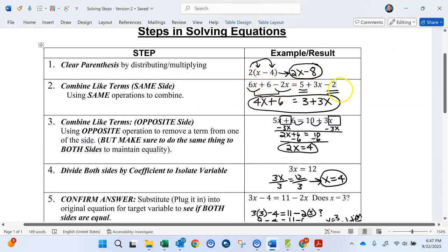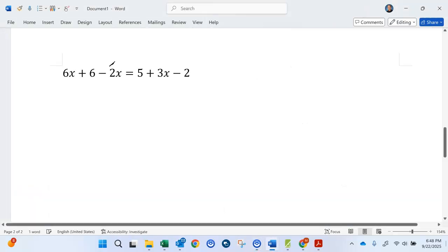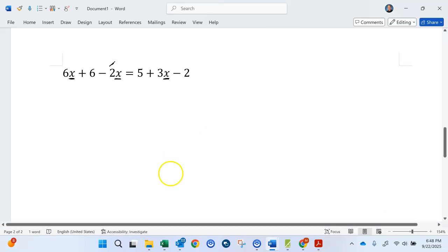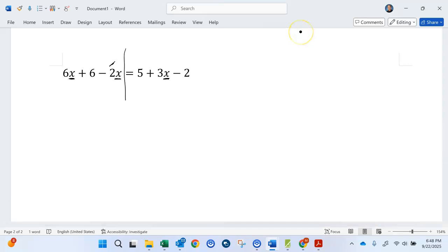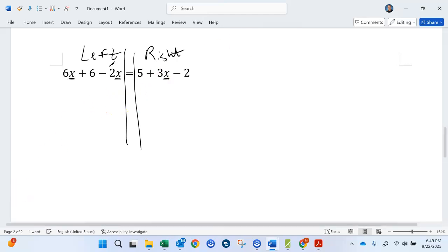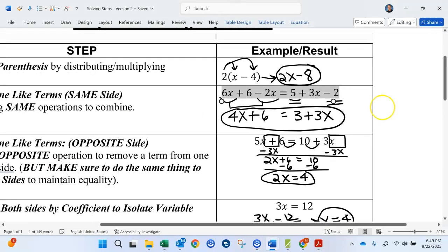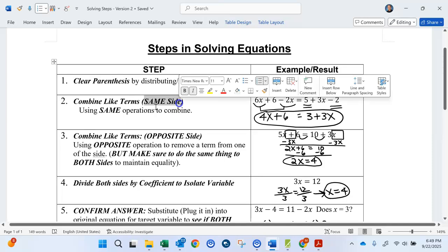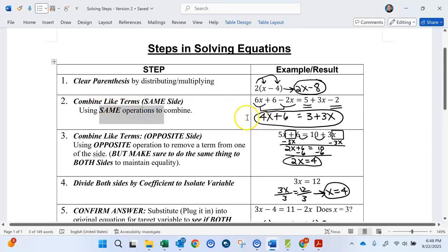Next thing is when you get an equation, if you have like terms, so we have an equation like this. Remember, like terms are things that have the same variable, or if it's just a number. So 6x and 2x, 3x are all like terms. But what you have to do is realize that there's two sides of the equation. There's the equal sign. So there's side 1, the left side, and side 2, the right side. So what we have to do first is combine like terms on the same side, and you do it with the same operations. So what does that mean?